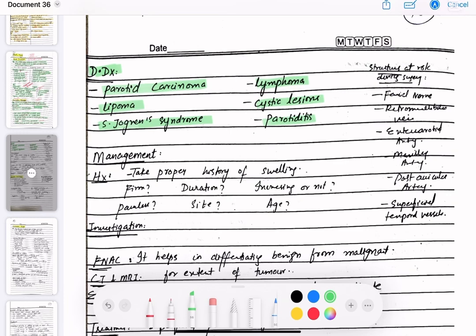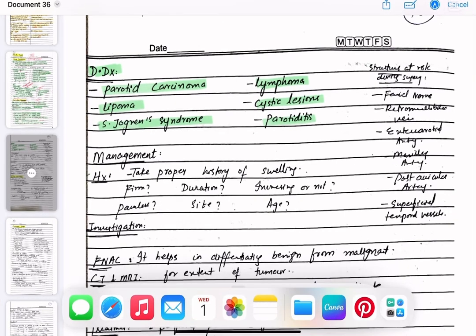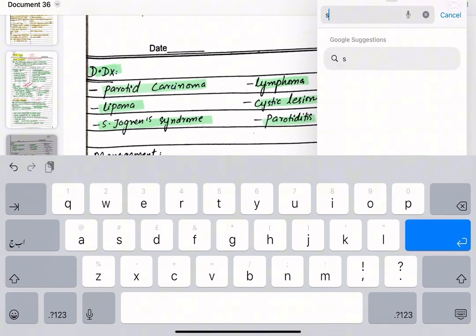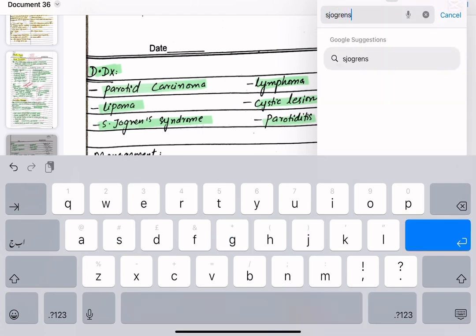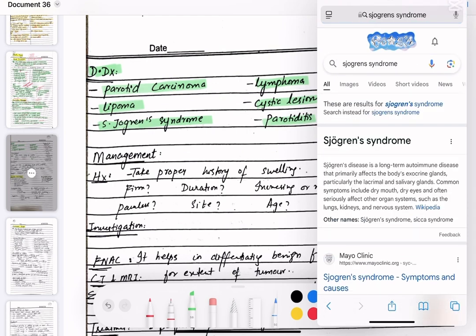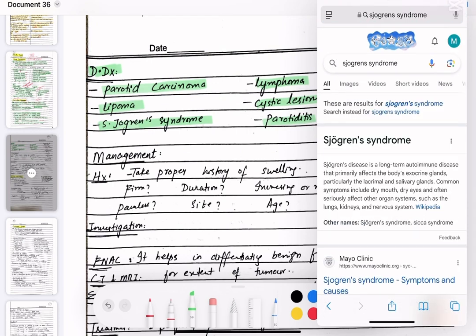Now what are the things that are present in Sjogren syndrome? Sjogren disease is a long-term autoimmune disease that primarily affects the body's exocrine glands, particularly the lacrimal and salivary glands. Common symptoms include dry mouth, dry eyes, and often. Okay, so here it is clear that Sjogren disease is a long-term autoimmune disease that primarily affects the body's exocrine glands.